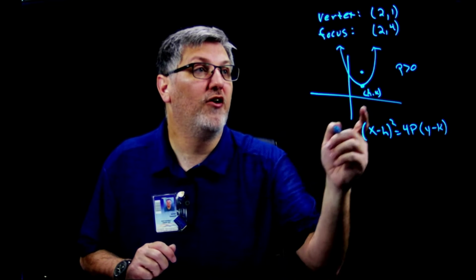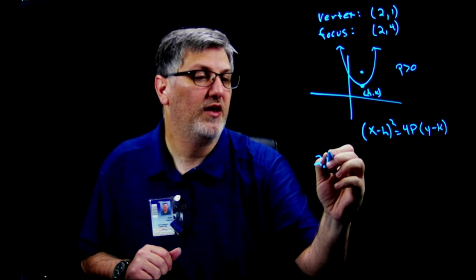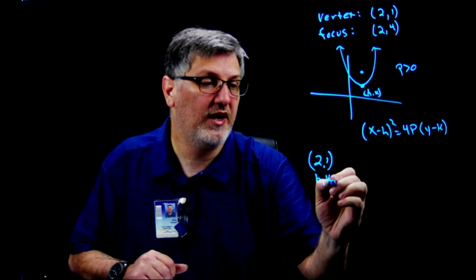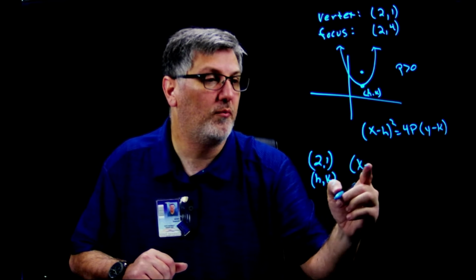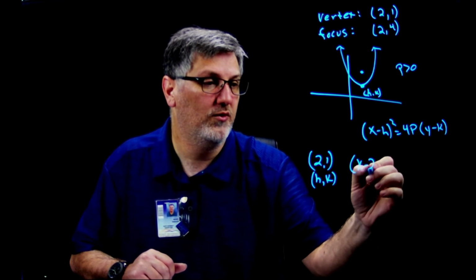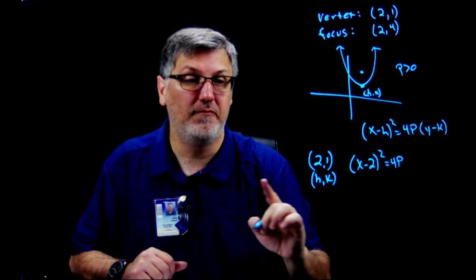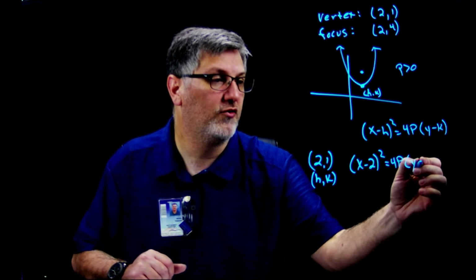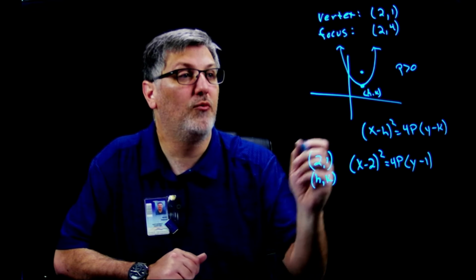Well, I know my h, k because the vertex (2, 1) is my h, k. So I can start writing the formula as (x − 2)² = 4p(y − ...). I don't know p yet, but I do know my k. My k is 1, so y − 1. So far, so good.